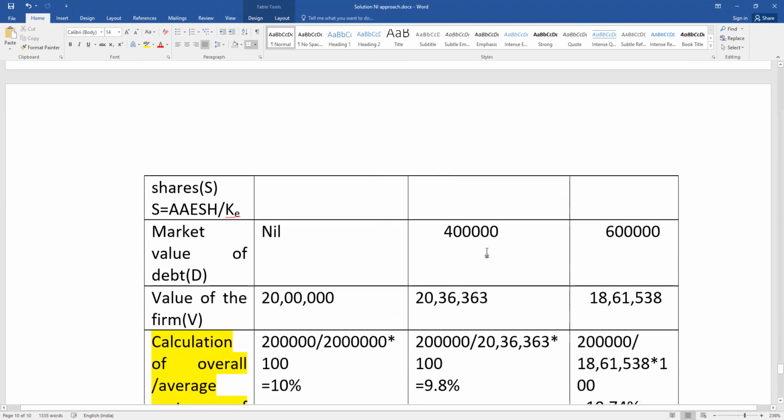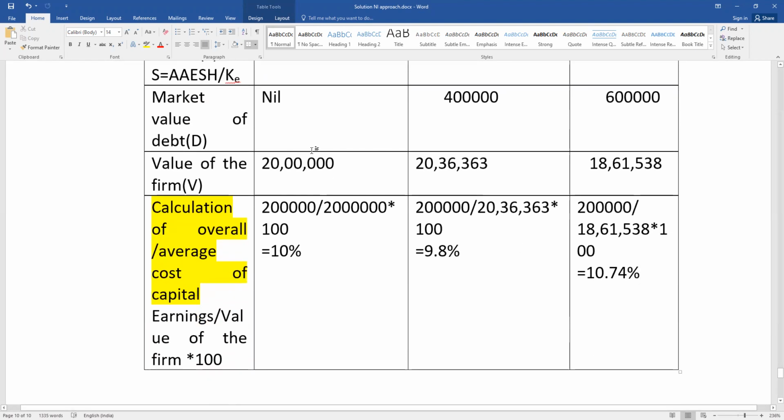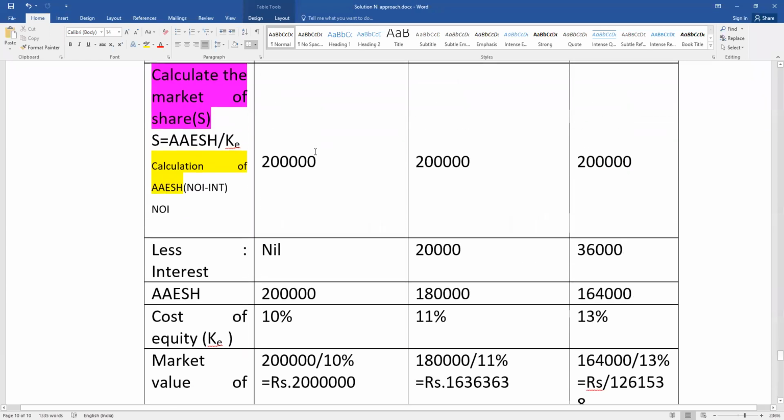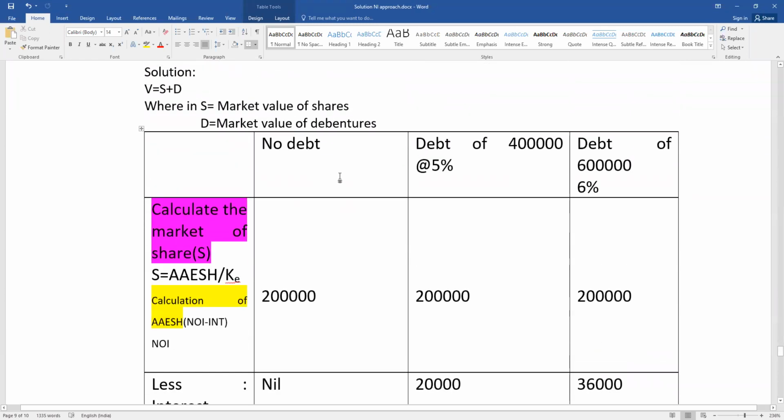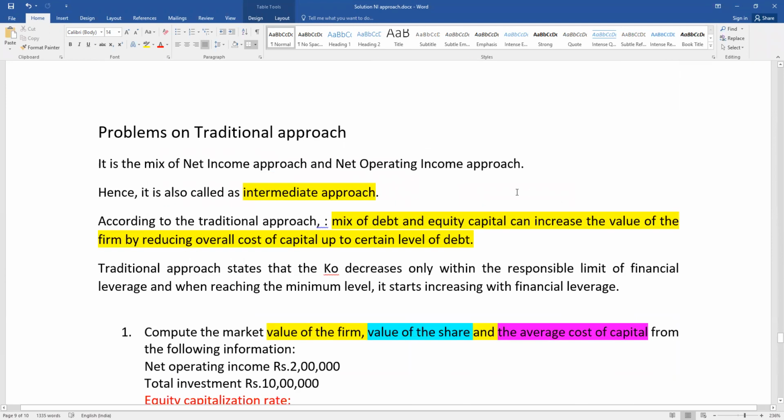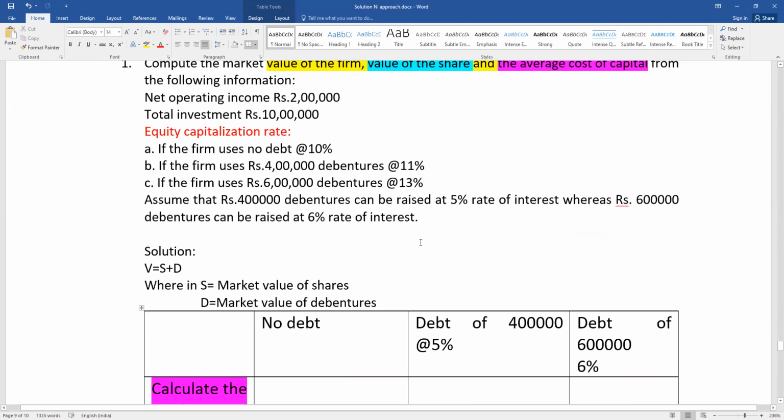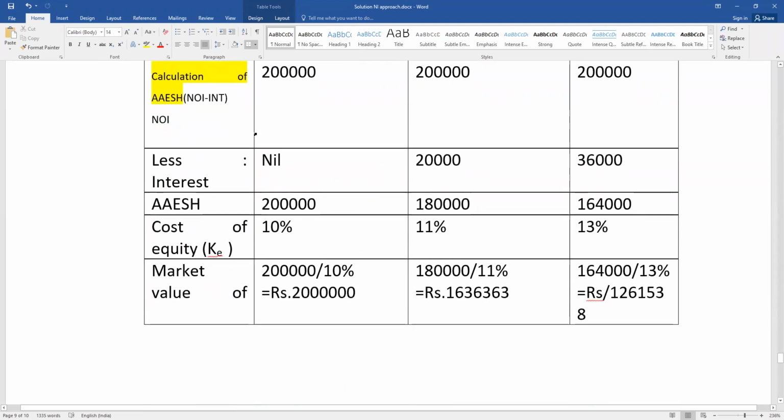So we have different capital structures here. In the first situation, we don't have debt. In the second situation, we have a debt of 4 lakh with 5% interest, and in the third plan we have a debt of 6 lakh with 6%. Now, what does the traditional approach say? That the mix of debt and equity capital can increase the value of the firm by reducing the overall cost of capital up to a certain level of debt. Okay, we will analyze this now with this problem.